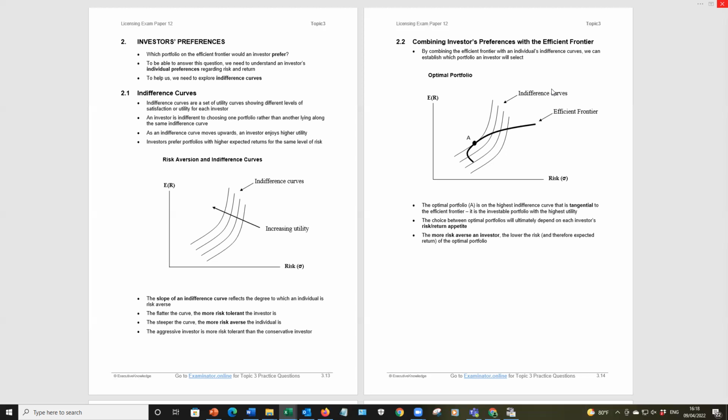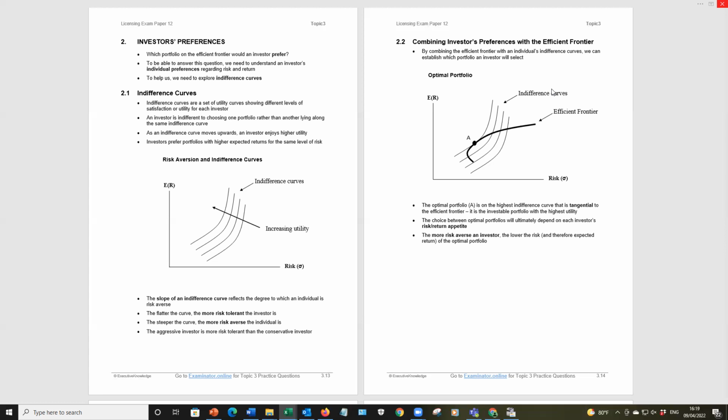What we're saying is when we're looking at one of these curves, an investor is indifferent to choosing one portfolio rather than the other. So we can move up and down these indifference curves in terms of portfolios of expected return and risk. An investor has no particular preference. They're quite happy to be anywhere on that indifference curve. Now, an investor will strive to be on the highest indifference curve because for a given level of risk, they will want the highest return.